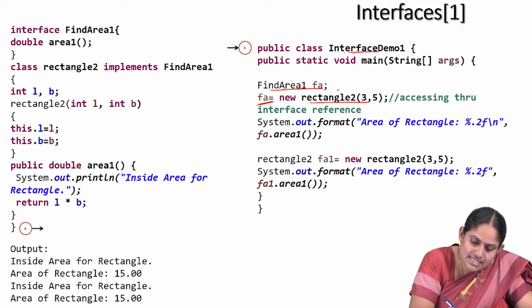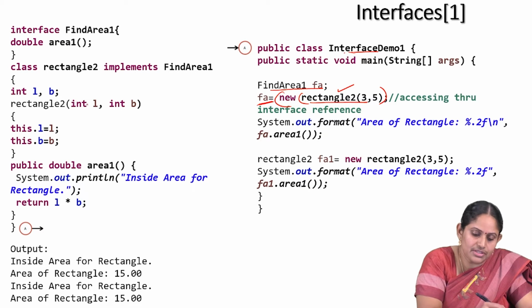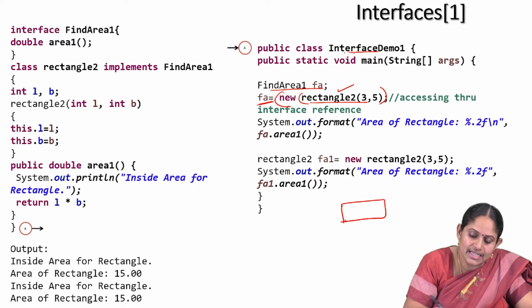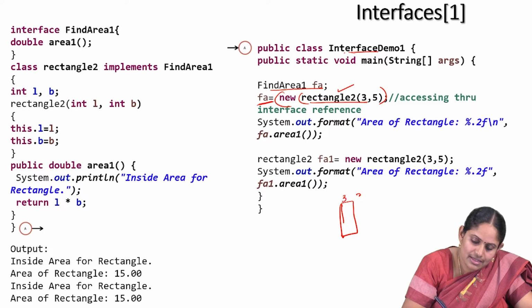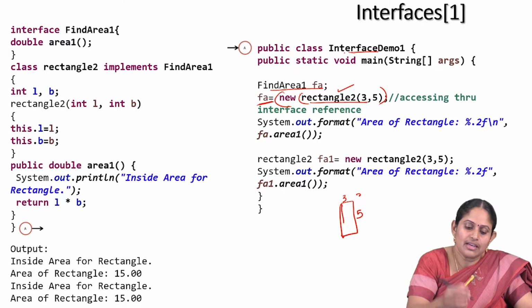So when this statement is executed, the constructor will be invoked and it will create a rectangle with length 3 and height 5. So an object for that rectangle will be created with length 3 and breadth 5.